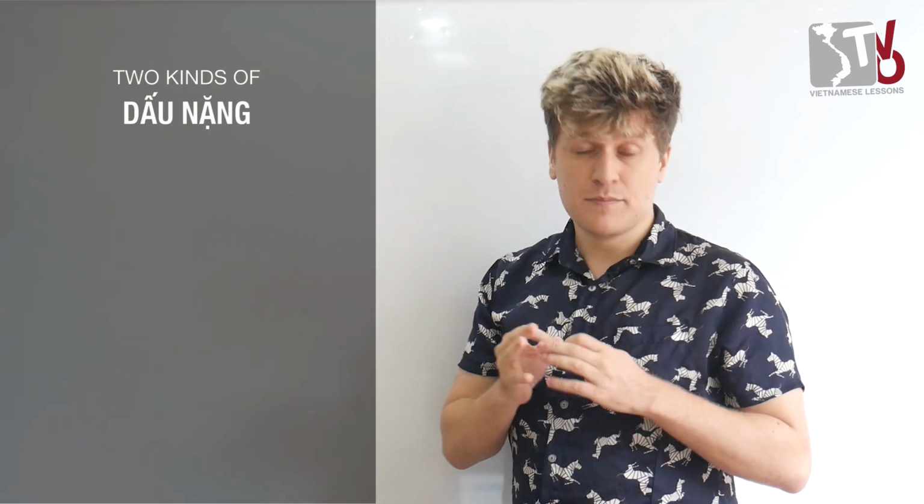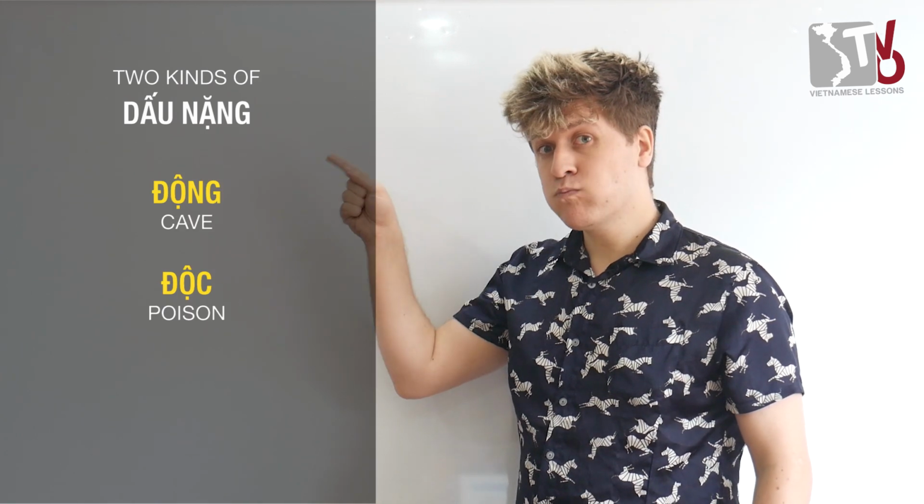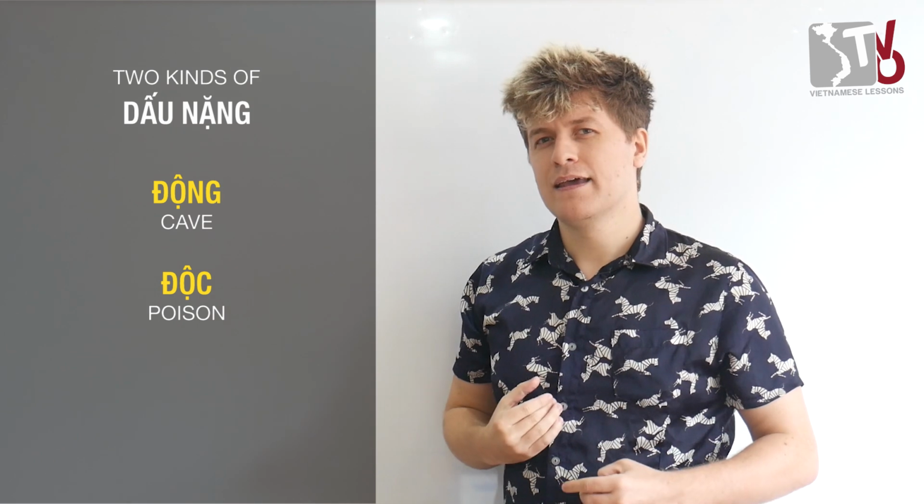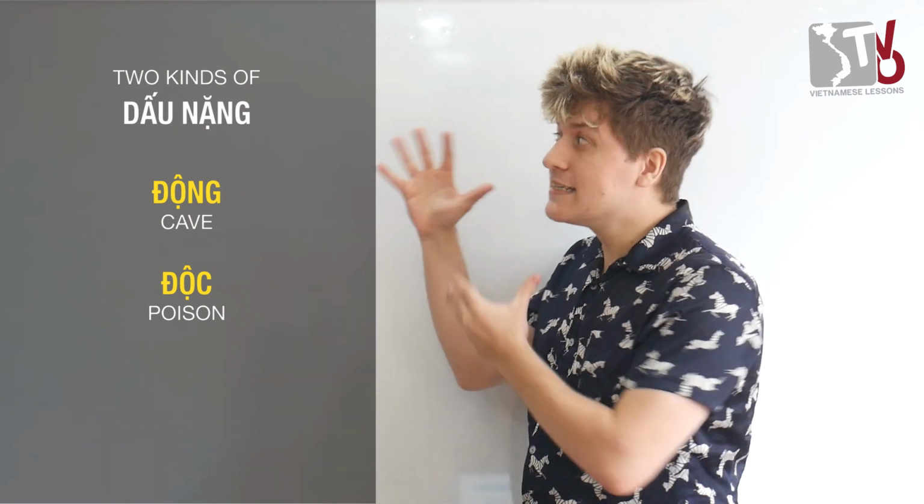So now let's talk about the two different kinds of nặng. In particular, we're going to be comparing two different nặng words. We've got độc, which means poison, and we've got động, which means cave. Now, it took me endlessly struggling to differentiate between these two words, which got me to realize that there are two different kinds of nặng in the first place. So that's why I'm going to use them as an example.